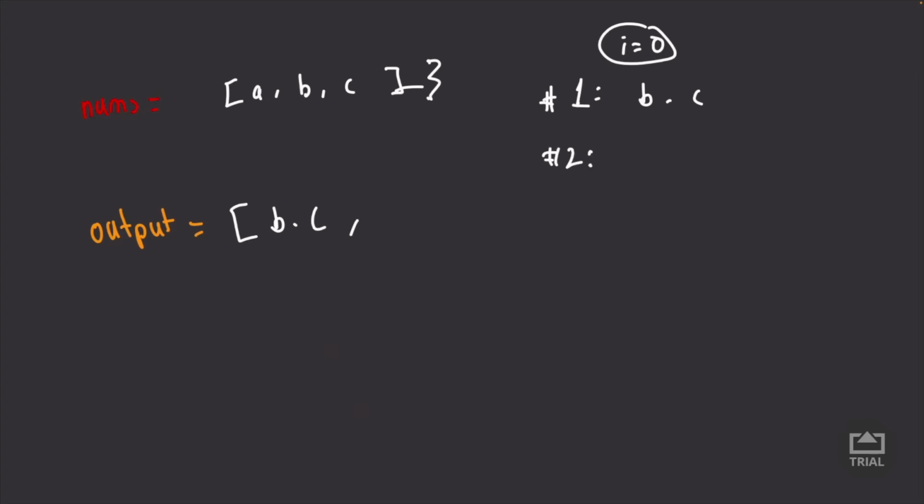For the second iteration, our index is going to be 1. So we want to multiply a and c and put that in index 1. Then for the third iteration, our index is going to be 2. So we want to multiply out a and b and put that into our output array.